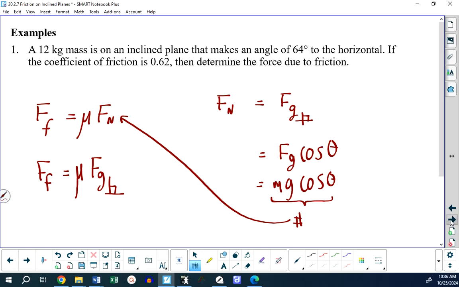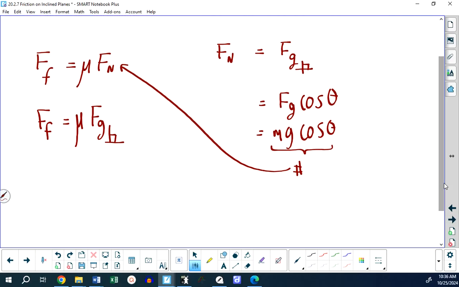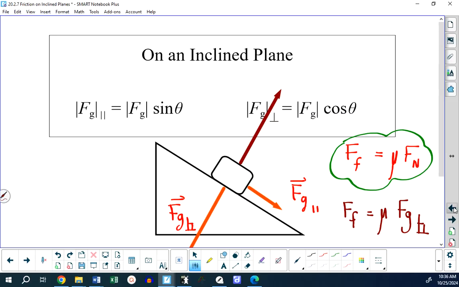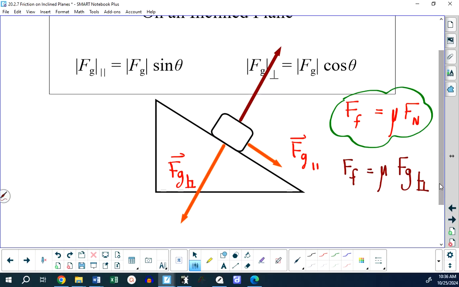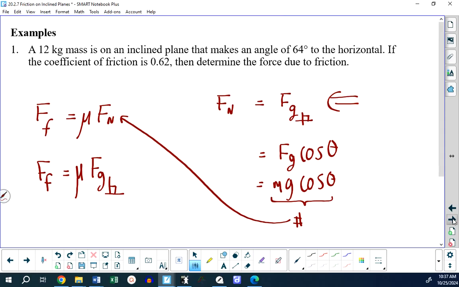So what I'm doing is I'm changing the Fn to Fg perpendicular. Why is that true? Man, I don't want to draw this diagram every time. It's true because the ramp makes it true. The ramp prevents any motion against it or perpendicular to it in any way. So those two forces must balance. So I'm not going to draw this every time. I'm just going to say that that's the case.